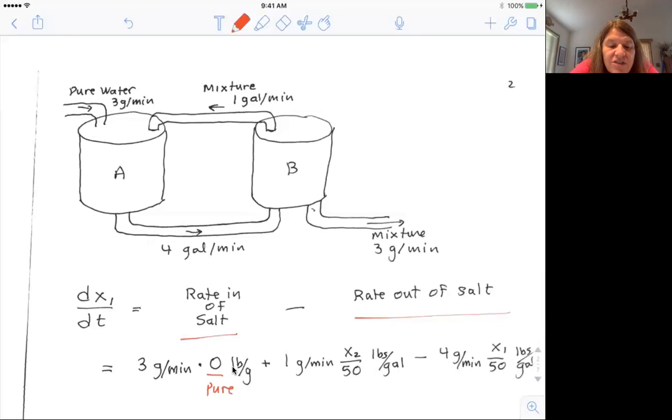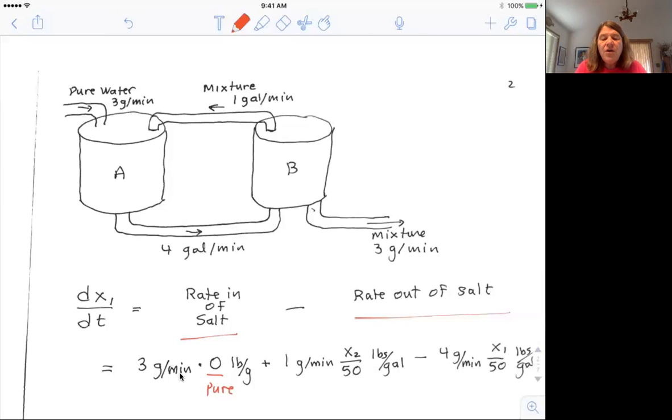If you look at these units, this is what I sort of counseled you to do when we were looking at these problems before, and this helps you set your equation up. If you look at these units, gallons cancel out and you get pounds per minute. Well, that's salt you're talking about, the pounds per minute of salt. That's how you want it to line up.